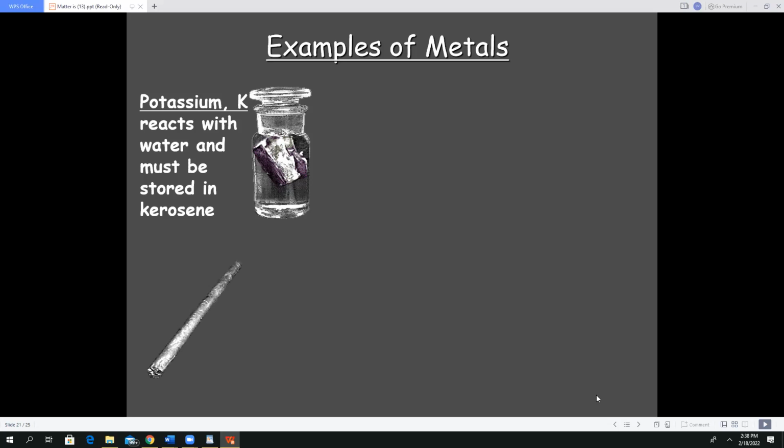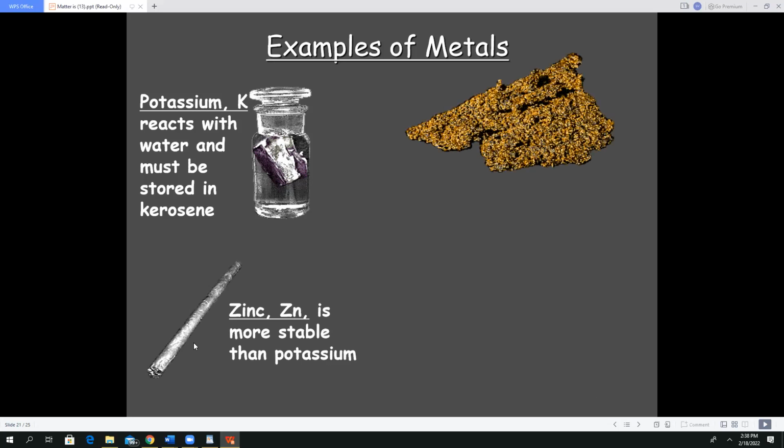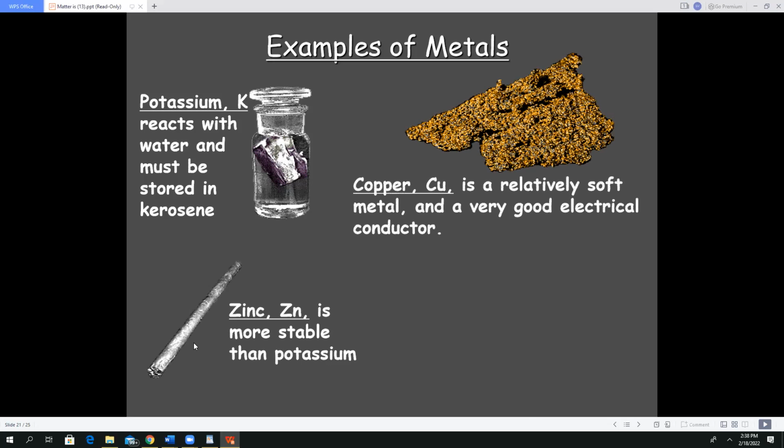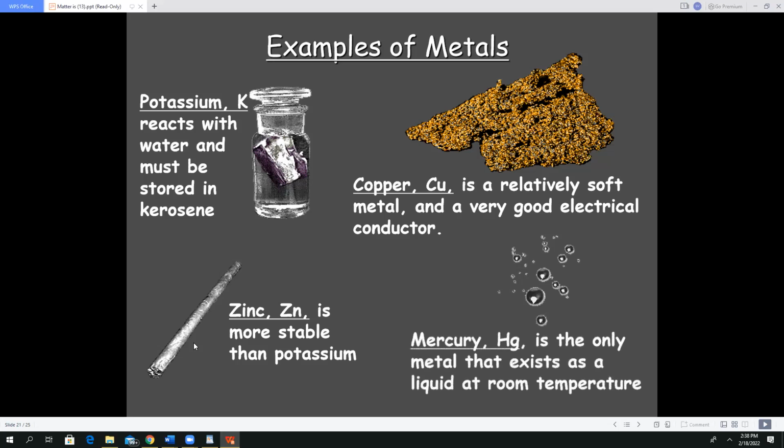This right here is a bar of zinc. Zinc is very stable, much more stable than potassium, so you can leave it out, no problem. That means it's less reactive. You recognize this one because of the color, right? That's copper. It's very soft and a very good electrical conductor. And you recognize this guy because he's the only liquid metal, and that is mercury.